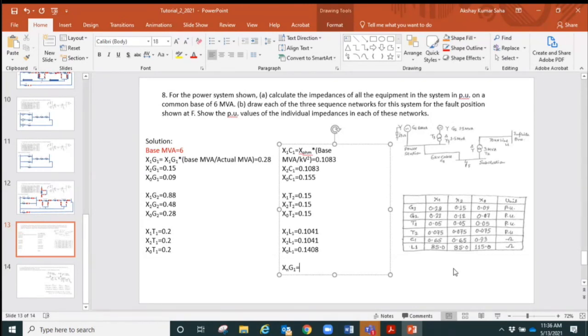So x ohm is given as 3 ohm, base MVA we know, and the kilovolt at which the generator is operating we know. What's the voltage of generator G1?